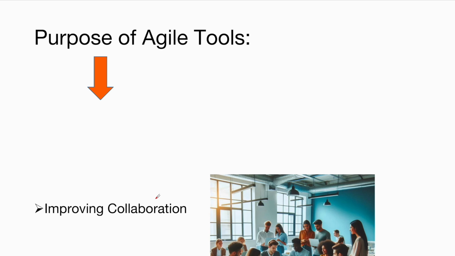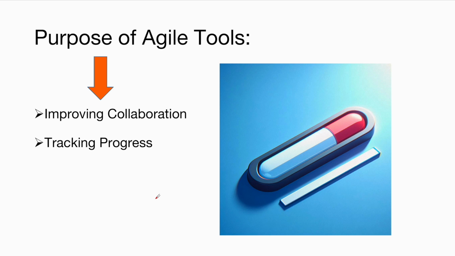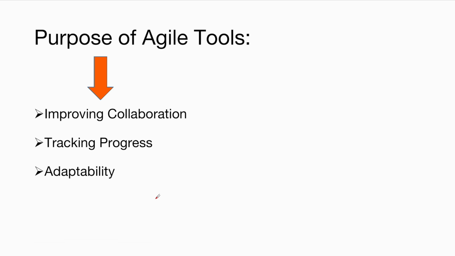The purposes of Agile tools include improving collaboration. It means by keeping everything in one place, Agile tools ensure that team members are on the same page and easily communicate with each other. Second one is tracking the progress. Teams can see how much work has been done and how much is left, making it easier to meet the deadline. Another purpose is adaptability.